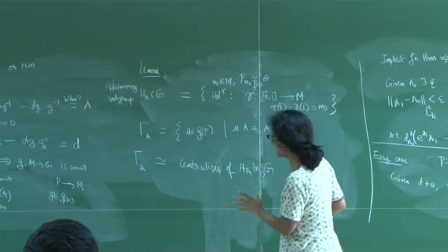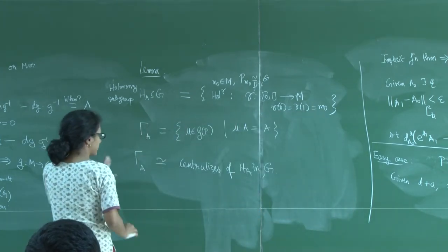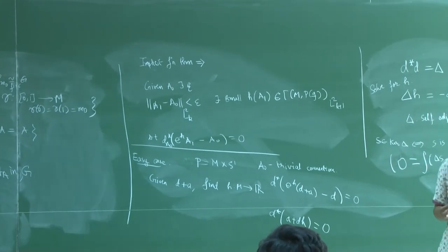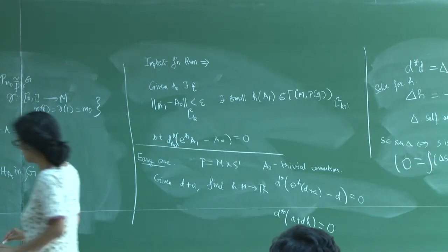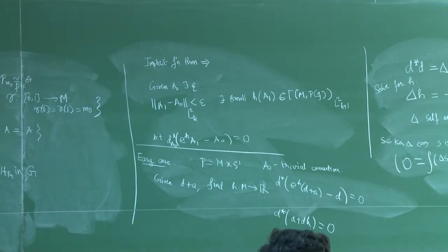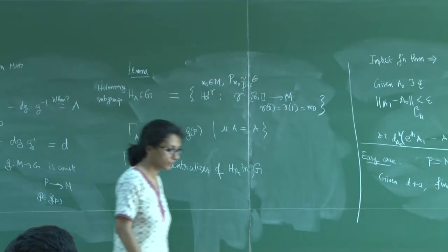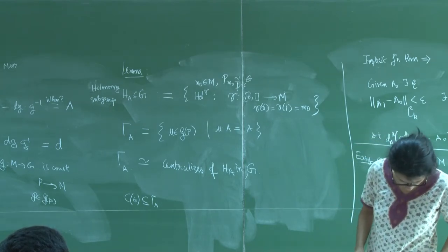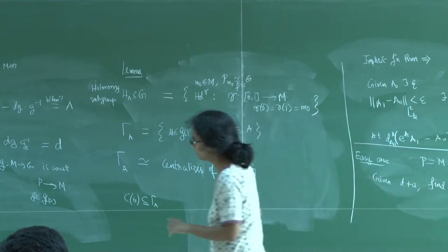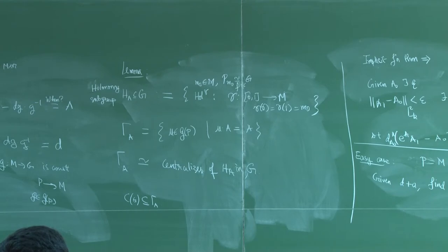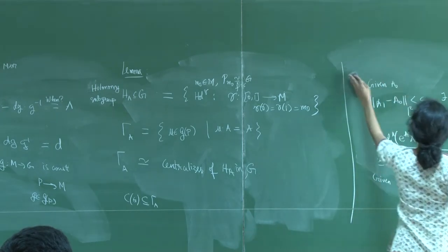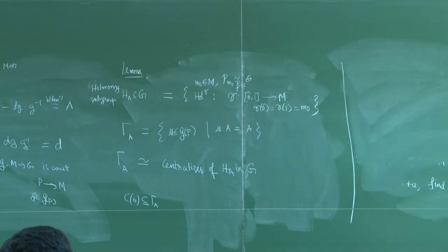So basically, what we are saying is that the stabilizer of a connection is just a subgroup of the finite dimensional group G, the structure group. That's all it is. And for any A, the center has to be contained. So we restrict our attention to irreducible connections. Those are connections whose stabilizer is exactly the center of G.